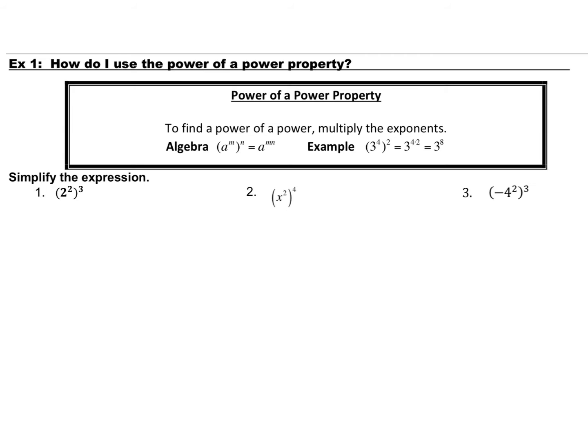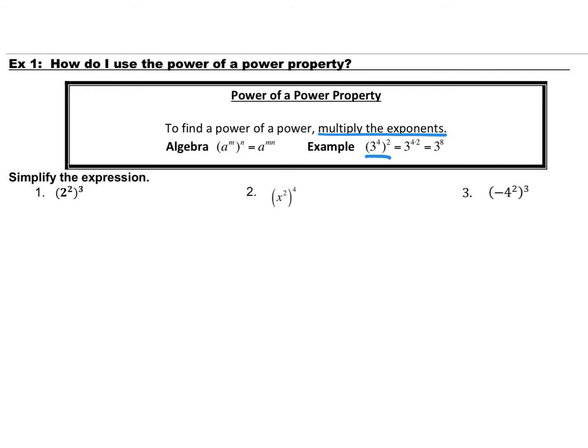In this lesson, we're going to apply the power of a power property. Example 1, how do I use the power of a power property? The power of a power property says to find the power of a power, you're going to multiply the exponents. So let's take a look at this example where you have 3 to the 4th to the second power.